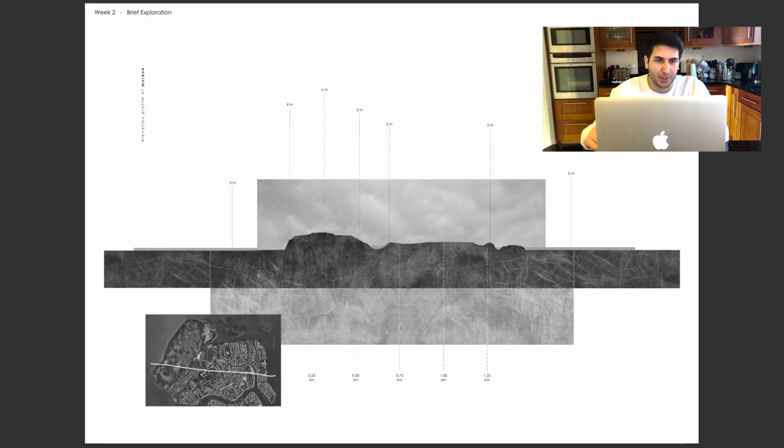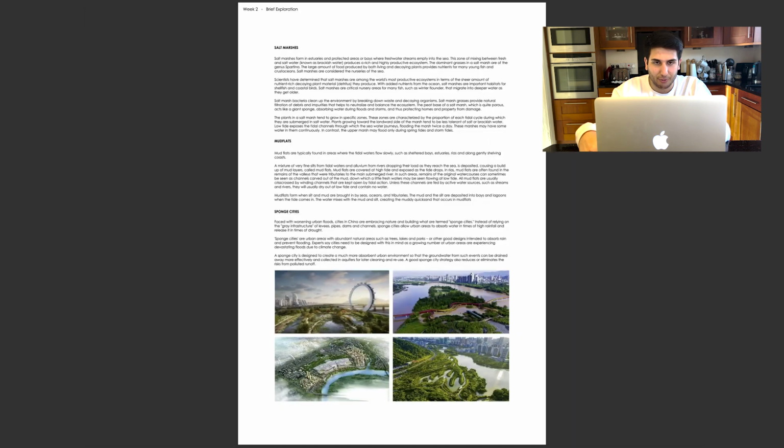Creating this elevation profile of one of the islands I looked at. Research into salt marshes, mud flats, sponge cities. Sponge cities is such an unspoken, and in my opinion, such an underrated architectural strategy for dealing with these global sea level rises, and also severe storms, heavy, intense rainfall, things like that.